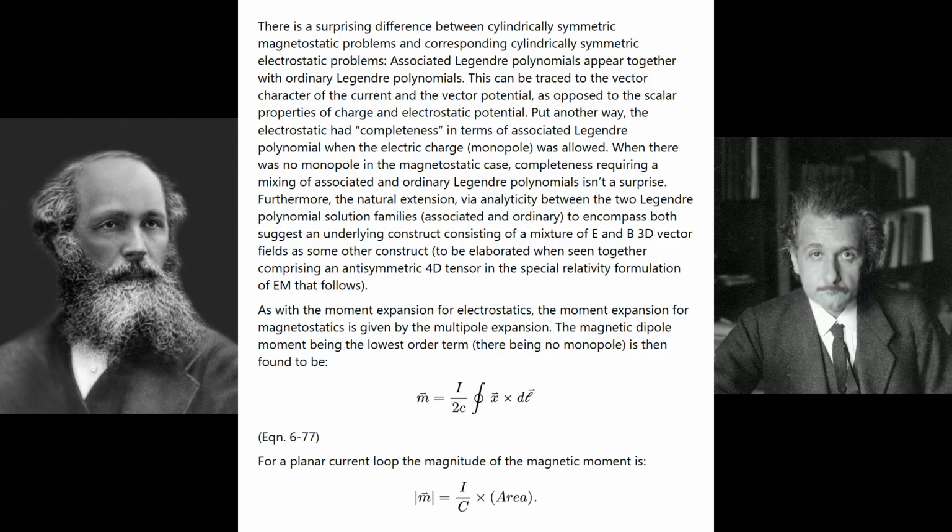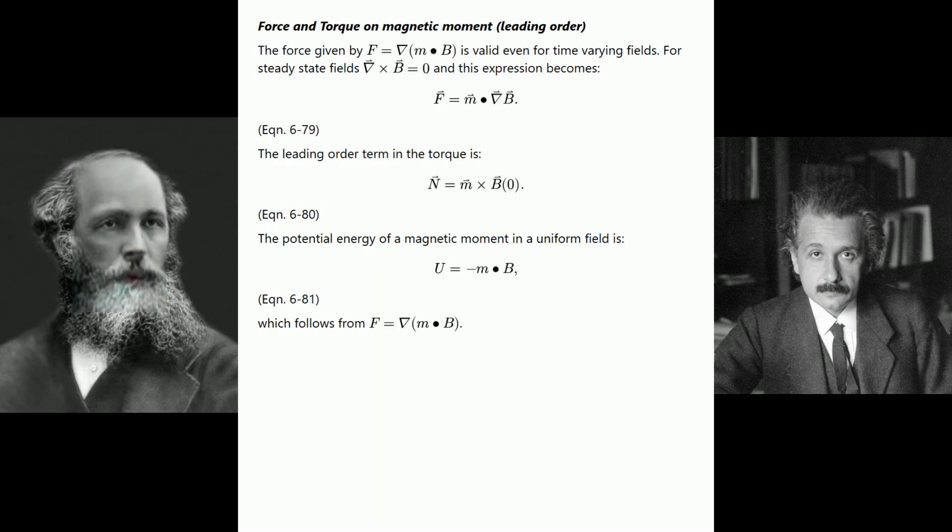For a planar current loop, the magnitude of the magnetic moment is equation 6-78. Force and torque on magnetic moment, leading order. The force given by F equals gradient of m dot B is valid even for time-varying fields. For steady-state fields, gradient cross B vector equals 0, and this expression becomes equation 6-79. The leading order term in the torque is equation 6-80.